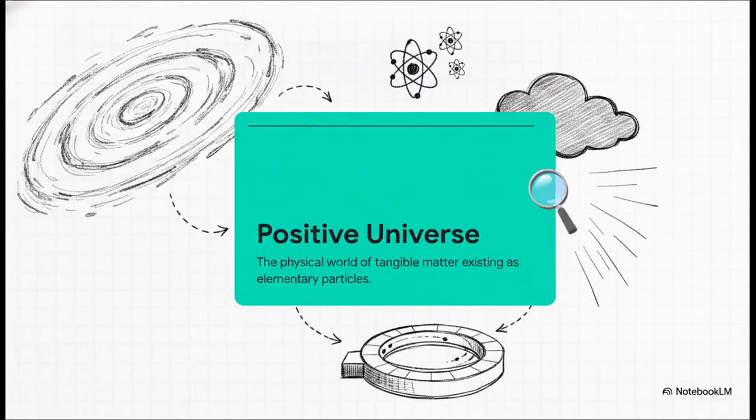So, what exactly is this positive universe? Well, the source defines it strictly as the physical world. Basically, if it's tangible, if you can see it, touch it, or measure it with an instrument, it lives here. And get this, the text explicitly lumps dark matter and dark energy right into this category too. It literally encompasses absolutely everything our scientific instruments can currently detect or even just theorize as matter.